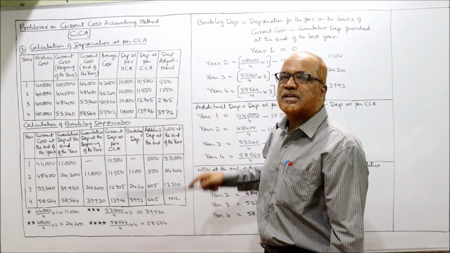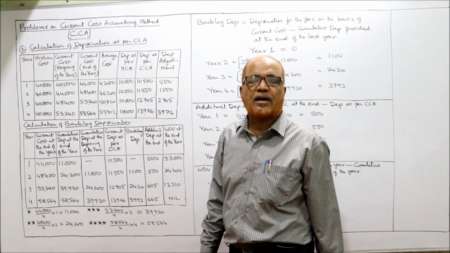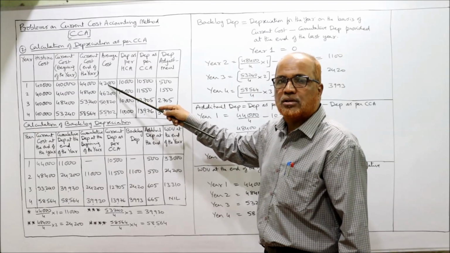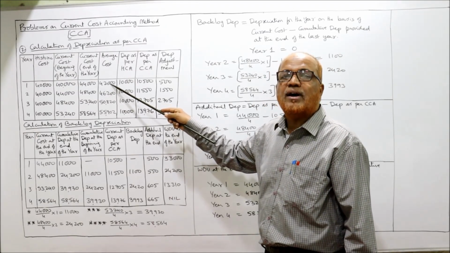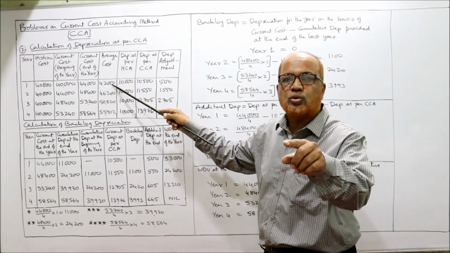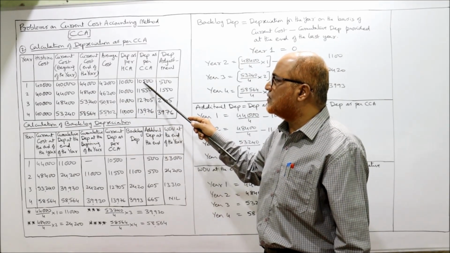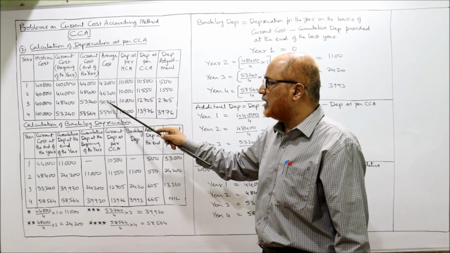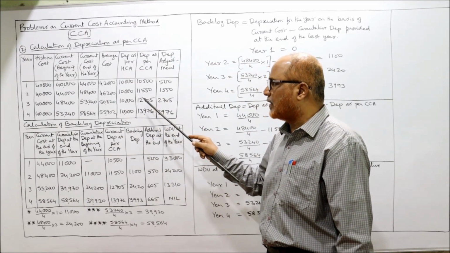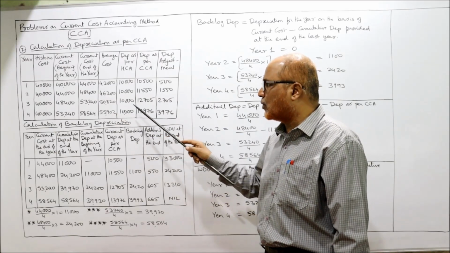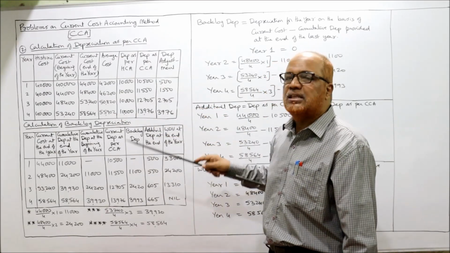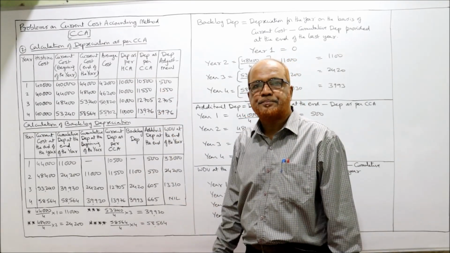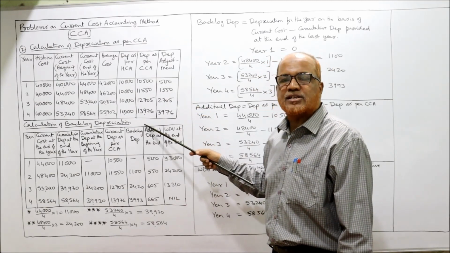Now depreciation as per CCA, current cost accounting. So we take the average cost, which we have already calculated. 42,000 divided by 4 years, you will get 10,500. 46,200 divided by 4, you will get 11,550. 50,820 divided by 4, 12,705. 55,902 divided by 4, 13,976. This is the depreciation as per CCA. That is what we had to calculate here. We have calculated depreciation as per CCA.